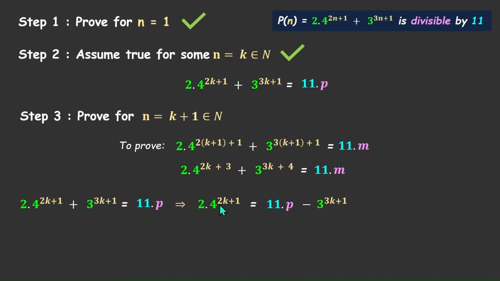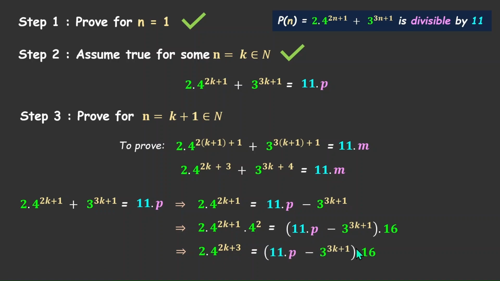So the difference is this is 2k plus 1, whereas this is 2k plus 3. So I have to multiply both sides with 4 squared, right? So we can write this as 2 into 4 raised to power 2k plus 1 into 4 squared, which is 16, is equal to 11p minus 3 raised to power 3k plus 1 into 16. So now this thing would become 2 into 4 raised to power 2k plus 3. And it should be equal to this right hand side. The next step would be to obviously add both sides with 3 raised to power 3k plus 4.